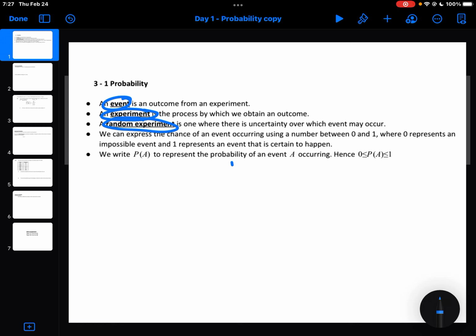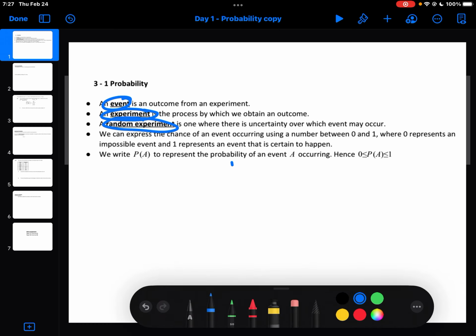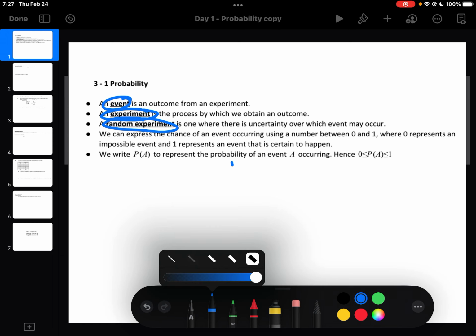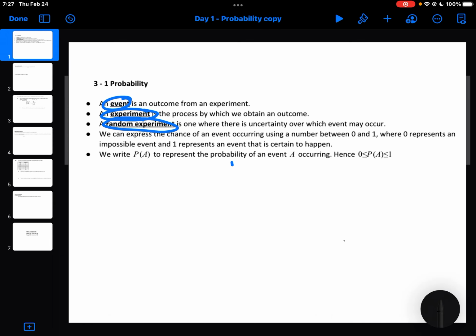We express the chances of an event occurring using a number between 0 and 1. 0 represents an impossible event, and 1 represents an event that is certain to happen. So we write P(A) to represent the probability of an event A occurring. The probability of event A is always between 0 and 1.